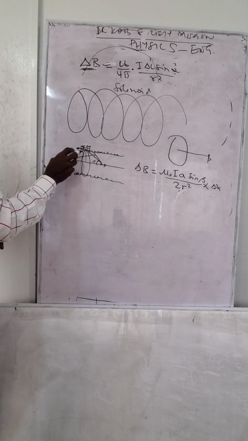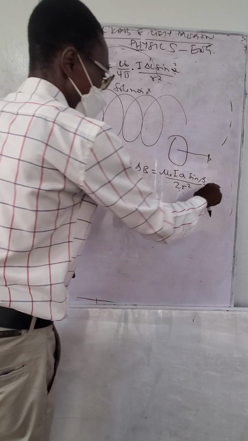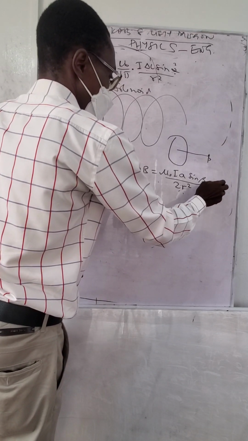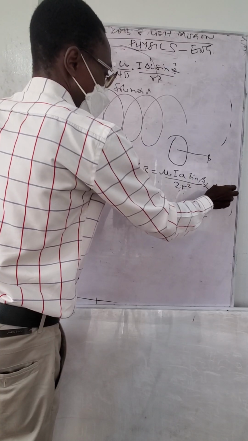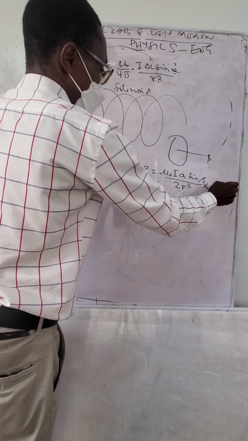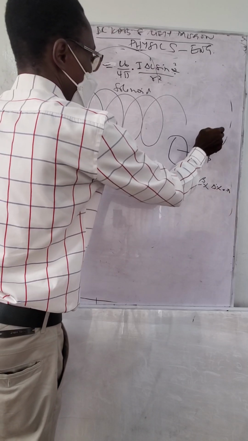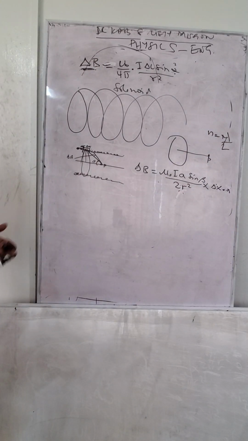But remember, we may have a certain number of coils on each one. So times what? Times N. We can make it per 10. Some also make it n, because we have said n is equal to N over L. Whichever of them you want to put there.